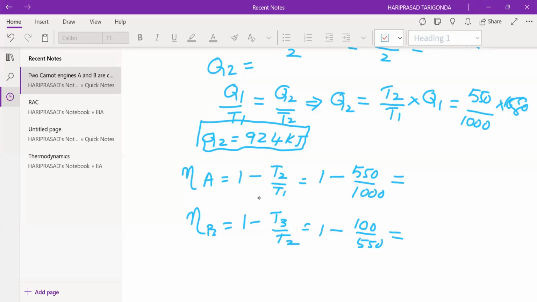What are efficiency A and efficiency B? Sir, efficiency A is 0.45, or 45%. And this will be 81%, 0.81. Yes, sir. So the efficiency will be around 81%. Like this, we are doing the problem. I hope you understand this problem.